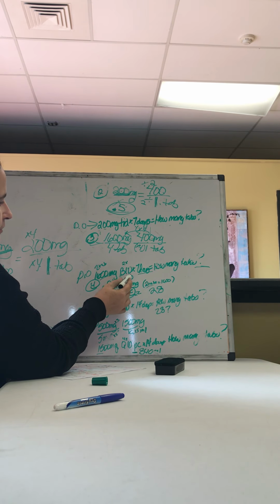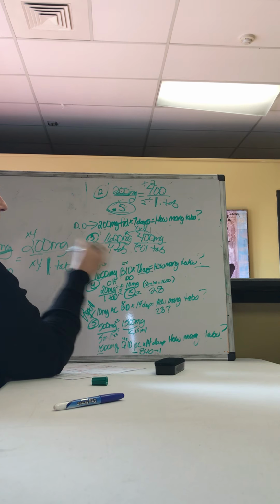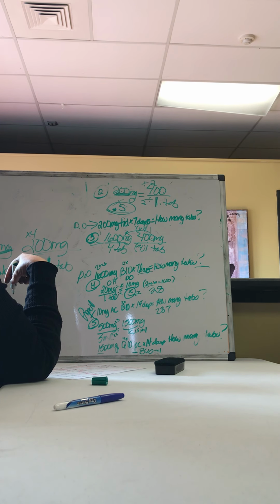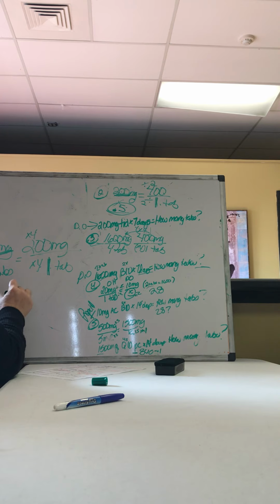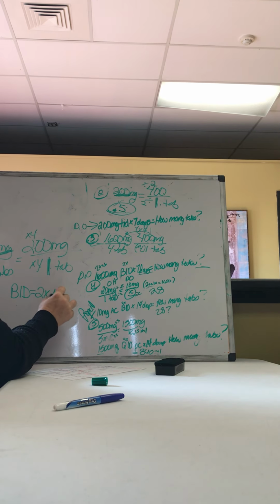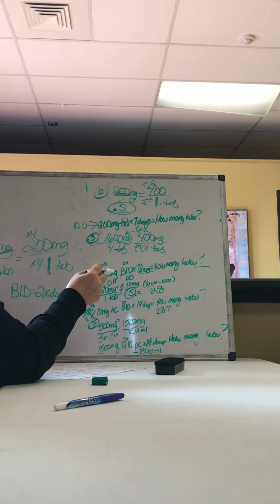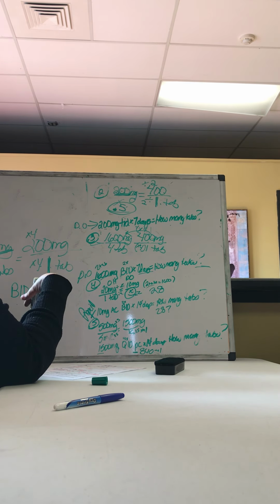Alright? So the order continues to read PO 1600 BID. What does BID stand for? BID. You have to know this. Two times a day. Your math problems are going to go right along with this. You have to read your prescription in order to know how many pills go in that bottle.